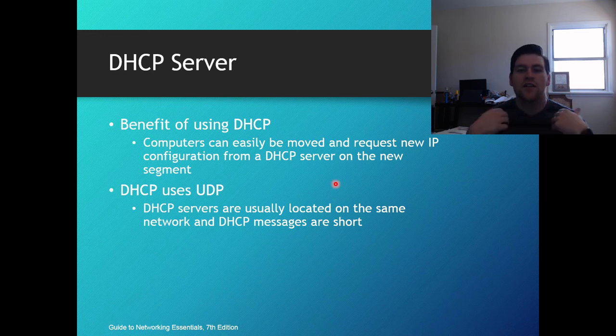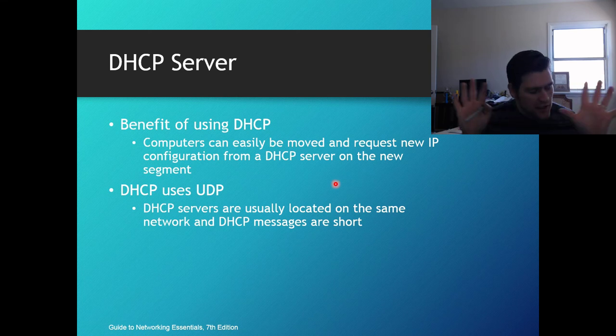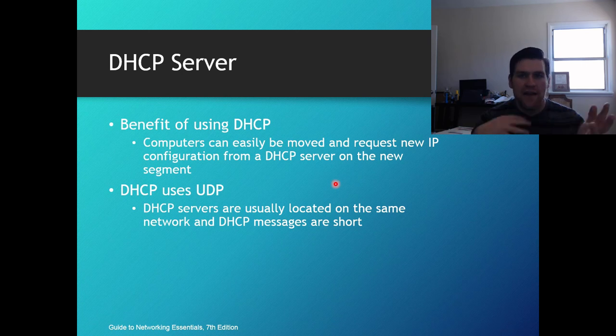If there's a DHCP server on another network, it's going to have issues with connectivity, because DHCP messages are initially sent out when a client requests a DHCP address. It sends it out as a broadcast, okay? And broadcasts stop at a router, right? So that's kind of a problem if your DHCP server is on another network. So typically they're located on the same network.